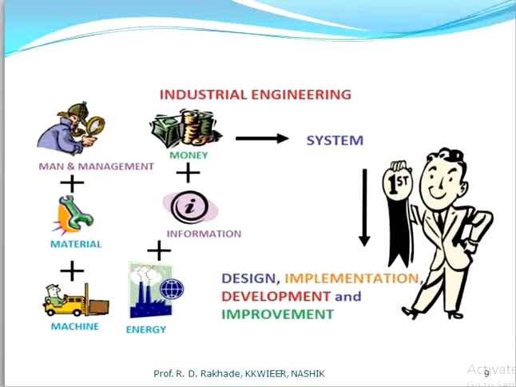The main objective of industrial engineering is to manage input resources, which include man, management, material, machine, energy, money and information, which create a system. That system is designed, implemented, developed and improved. So this is the main objective of industrial engineering: to improve productivity and ensure proper utilization of resources.